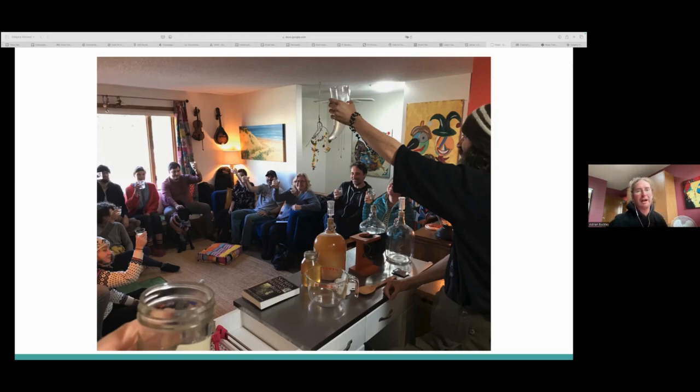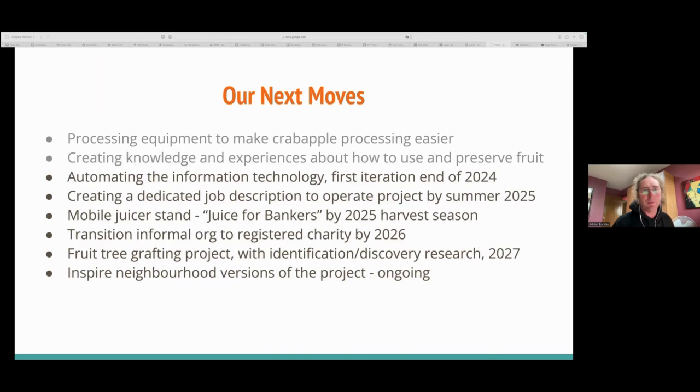So we want to do a crab apple festival to celebrate this underutilized fruit, where we can share stories about how to harvest it, how to use it, and things like that. Even get some live music going. But really have a celebration about fruit in general, with a particular focus on the crab apple. So we're hoping to be able to launch that by 2026 as well. So still a couple of years off.